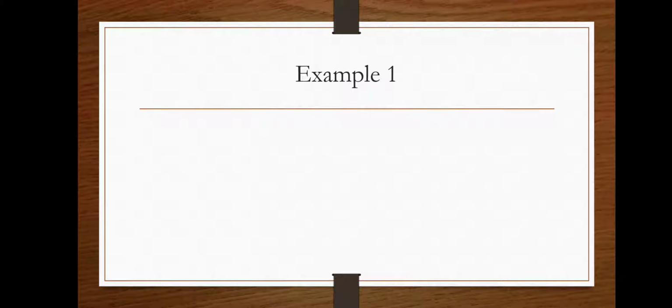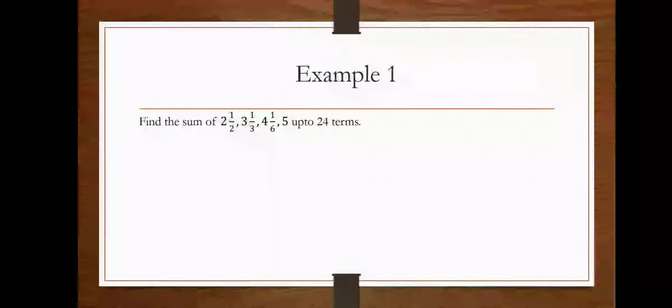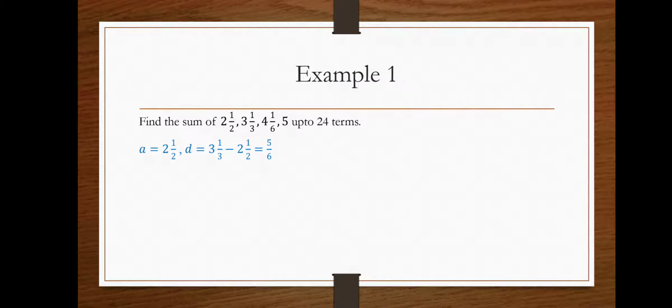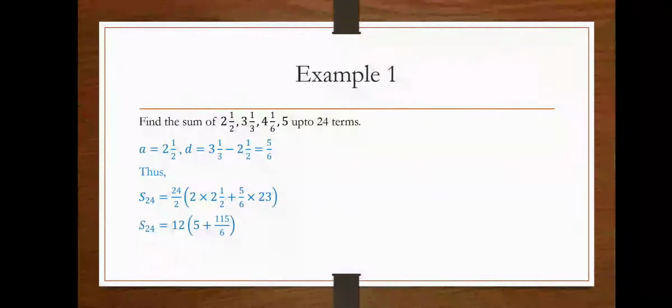Number 1, find the sum of 2 1/2, 3 1/3, 4 1/6, 5 and so on up to 24 terms. So to begin with, first I need to find the common difference. Now in this case, the common difference is 5 by 6. You already know what the first term is. So now all I need to do is put it into the formula, that is S24. Put all the values, calculate. If you just calculate, the value comes out to be 290. Right?